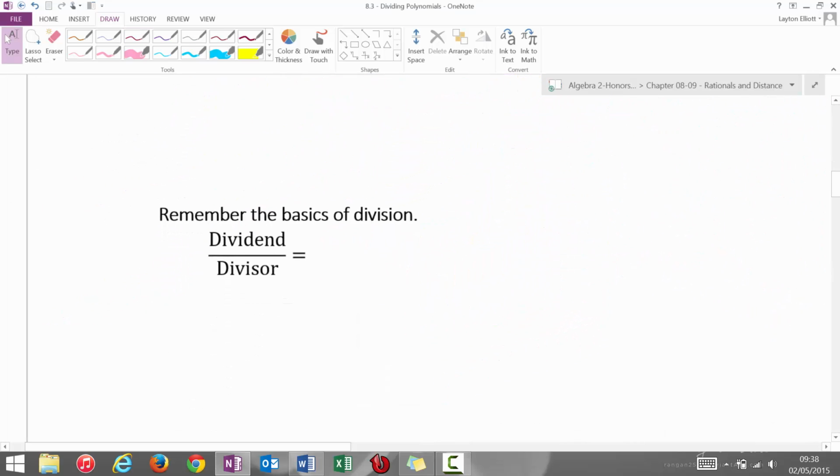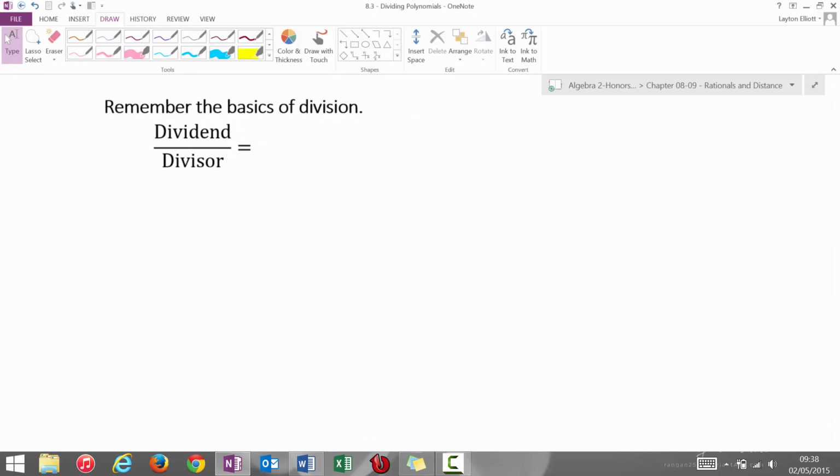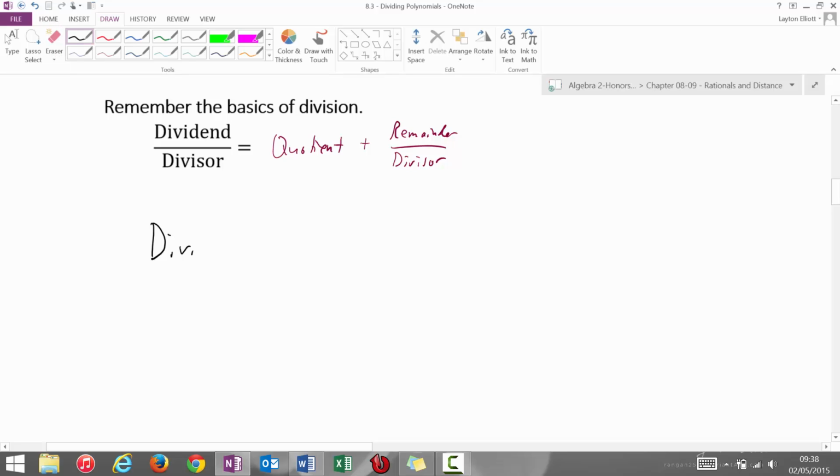So let's move on. The basics of division, and this is to remind you guys of the terms, is that dividend divided by divisor equals quotient plus remainder over divisor. And if I multiply both sides of this equation by the divisor, I get a second way to express this same idea. Dividend equals quotient times divisor plus remainder.